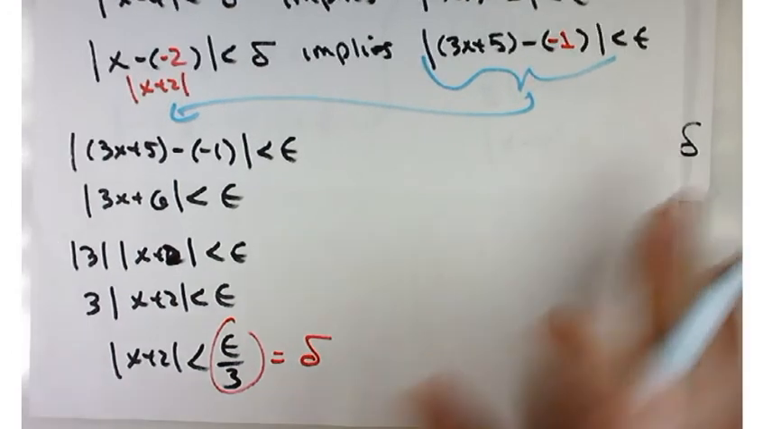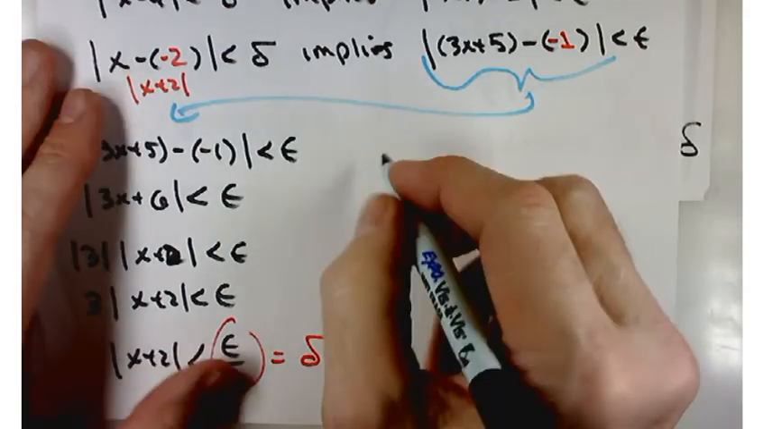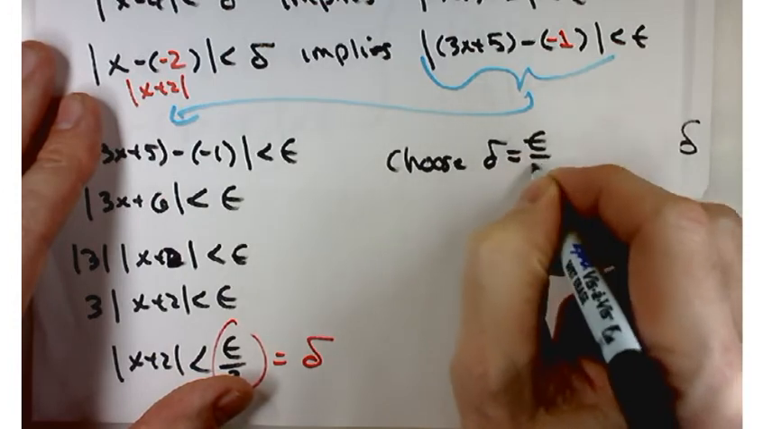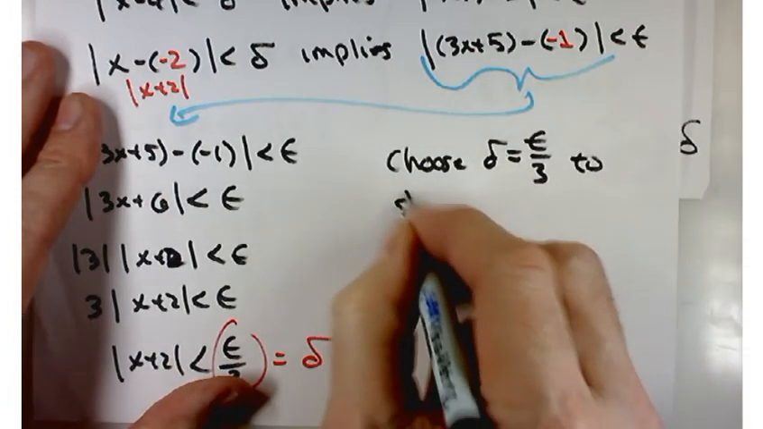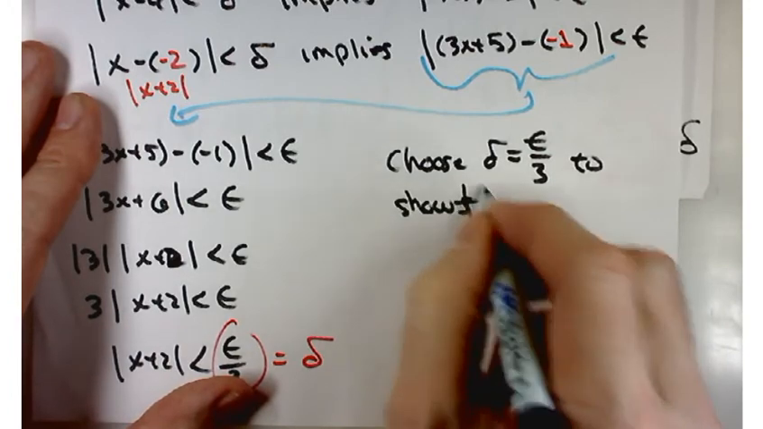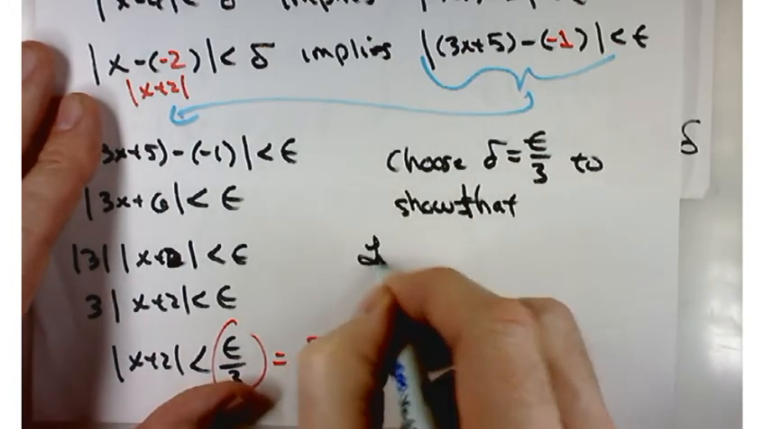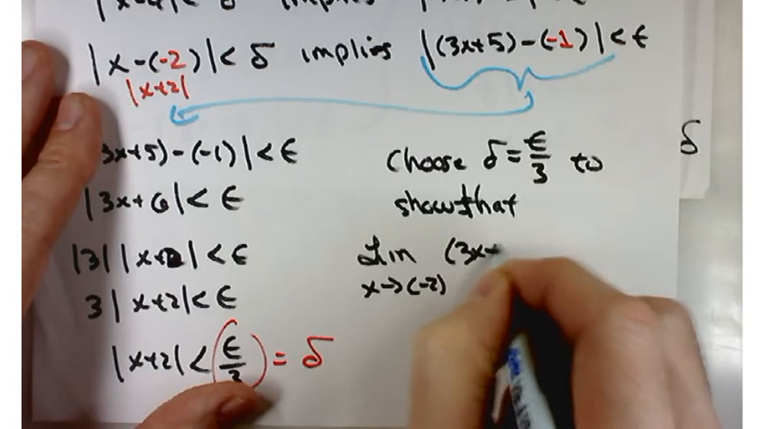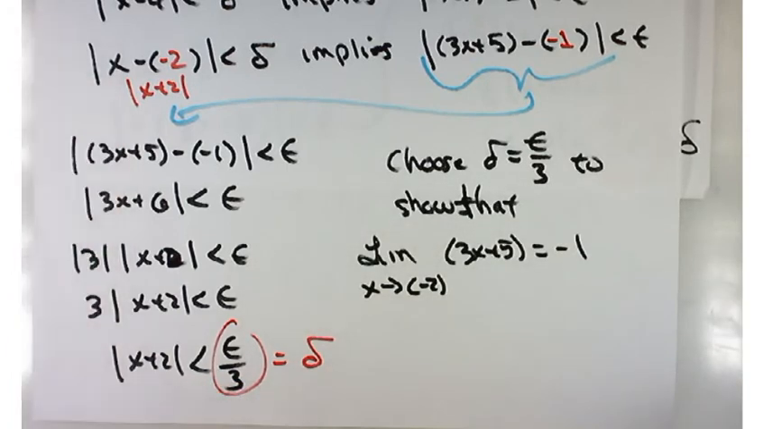All right. So kind of in summation, you'd say choose delta equal epsilon over 3 to show that the limit as x approaches negative 2 of 3x plus 5 equals negative 1. How'd that one look? Okay on that one?